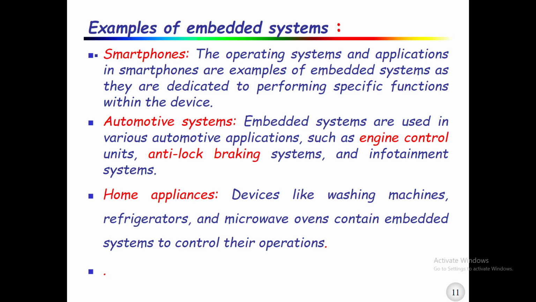Engine controls, anti-lock braking, and, for example, the items located inside our car doors. If a thief or other unauthorized party touches those surroundings, it will send different signals to the user. These kinds of systems are good examples of embedded systems. Home appliances, mostly the items that we use in our home, like washing machines, refrigerators, and microwave ovens, contain embedded systems to control their operations.